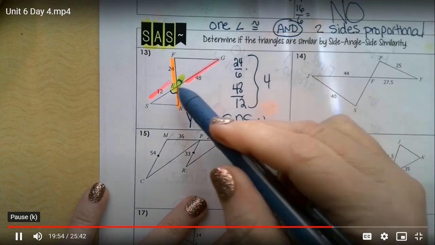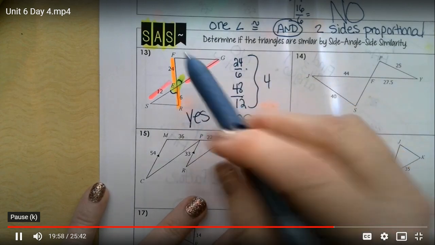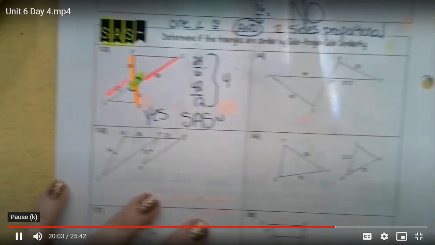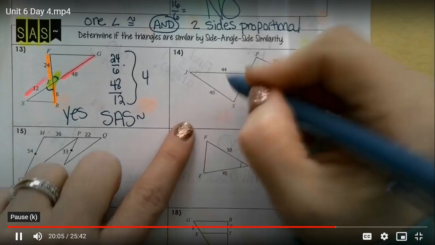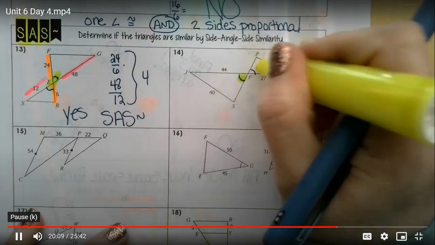You have two sides and an angle that's included between the two sides. That's kind of important. I forgot to tell you that. Make sure the angle is between the two sides. All right, number 14. So again, you're probably going to have a lot of bow tie problems because that shows you the angle.